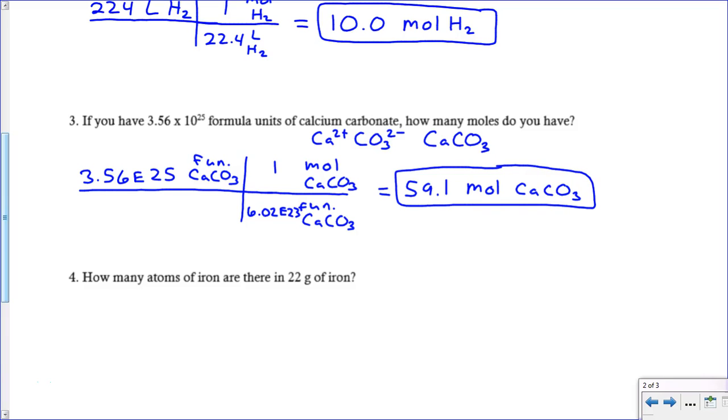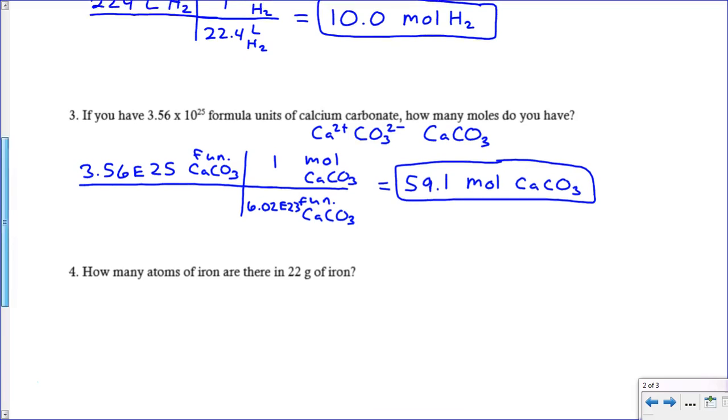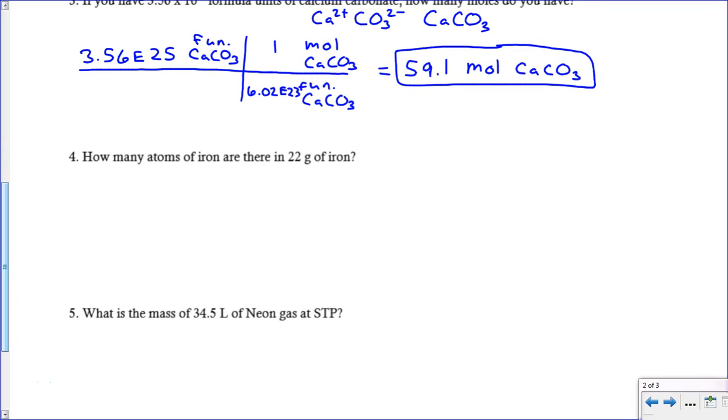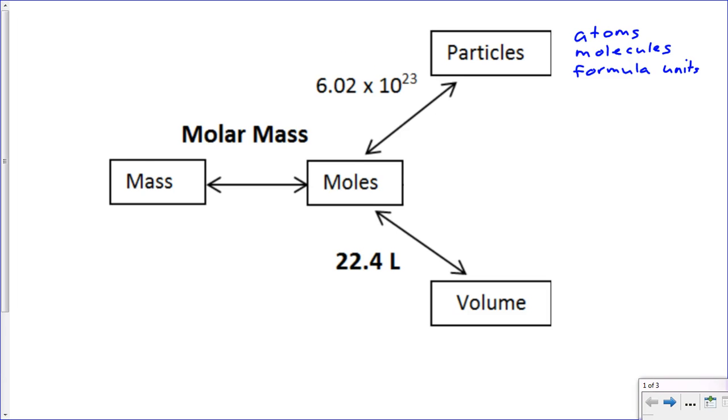So far, all of these problems have been just one-step problems. You've been going from something to moles. But we're going to show here on all the rest of these problems, they're going to be two steps. So this first one says, how many atoms do you have if there's 22 grams of iron? So we are going from grams to atoms, which is particles. So grams is mass, and we're going to atoms. If you look here, we're starting at mass, and then we need to go to moles, so we use the molar mass for our first conversion, and then we're going to go from moles to particles, which is atoms in this case. So it's a two-step conversion, first going mass to moles, and then going moles to particles.